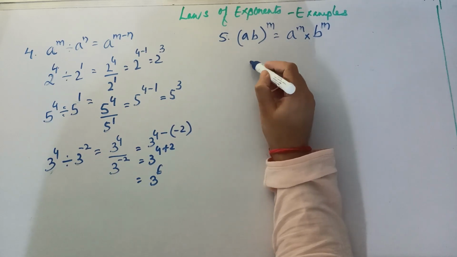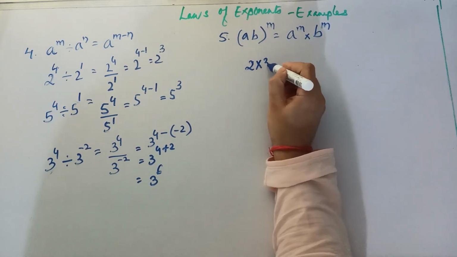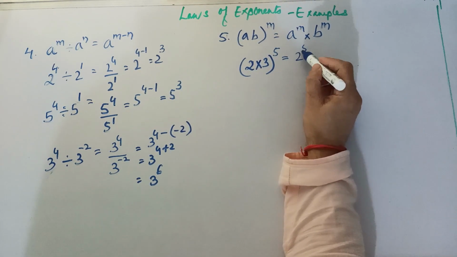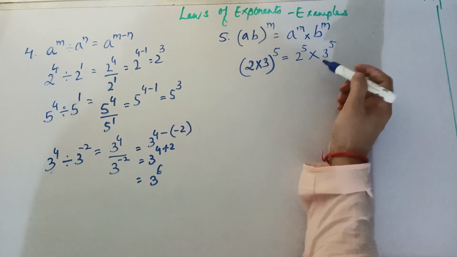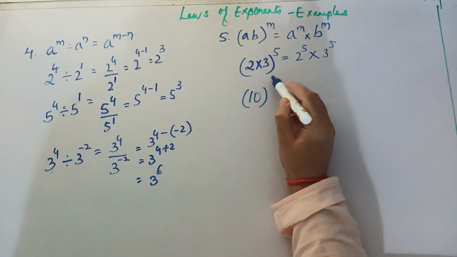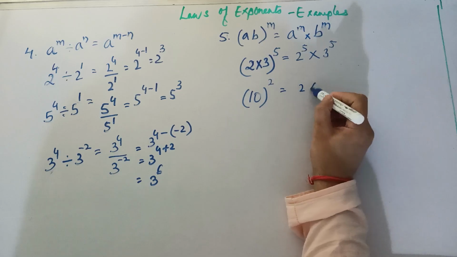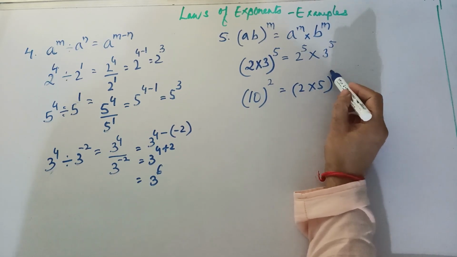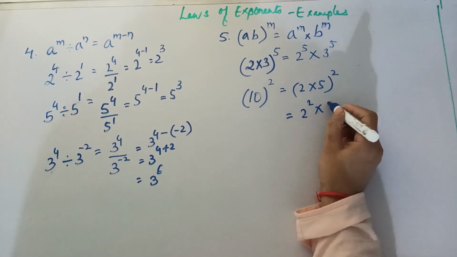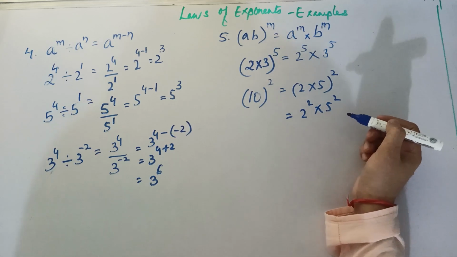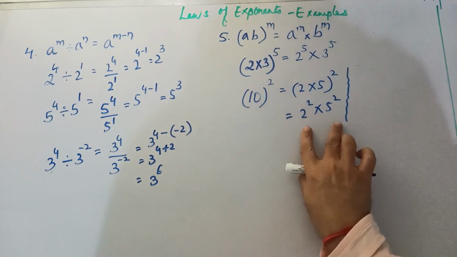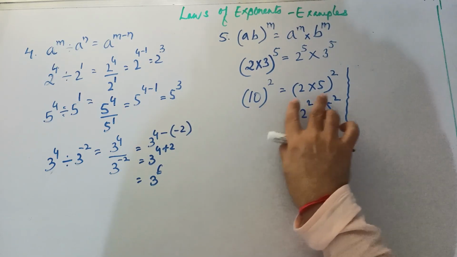So if we have a number, let's say (2 into 3) raised to 5, this will be equal to 2 raised to 5 into 3 raised to 5, or for that matter 10 raised to 2 can be written as (2 into 5) raised to 2, and this can be further broken down as 2 raised to 2 into 5 raised to 2. Okay, so here in this example I want to explain to you that this LHS and RHS are equal, and this law is also very useful.